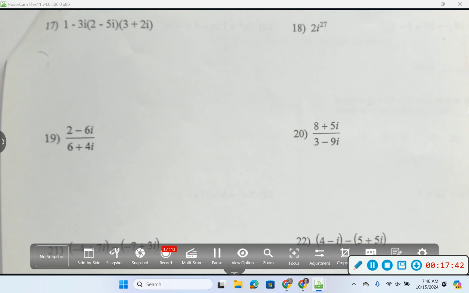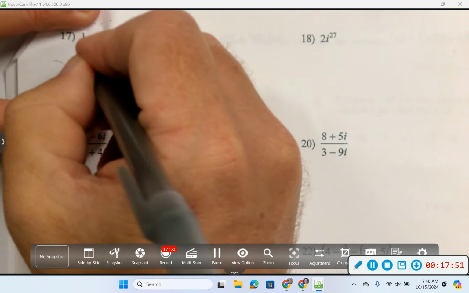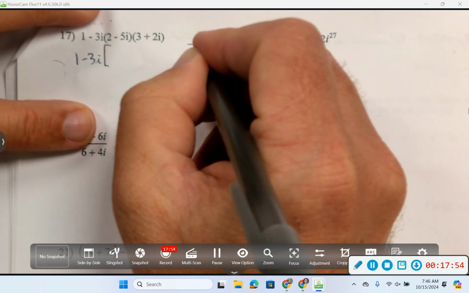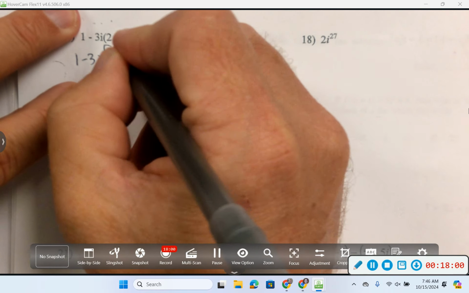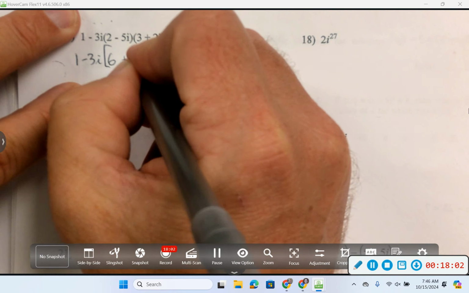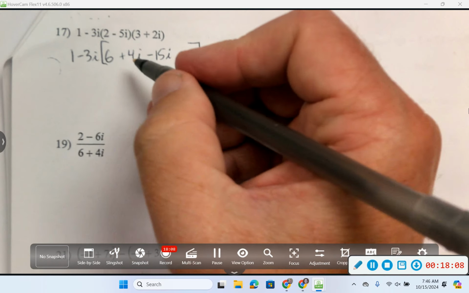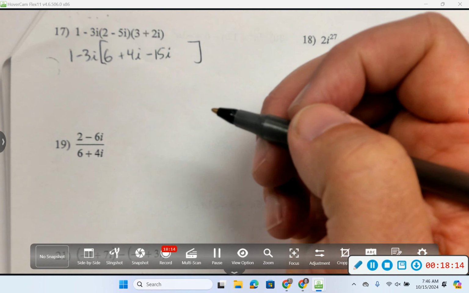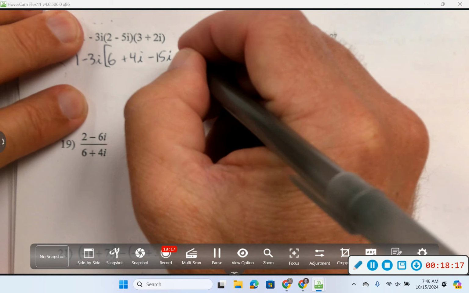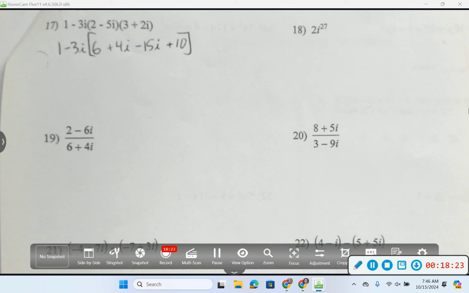You want to distribute the 3i first? Actually, no. I was going to FOIL first. It doesn't matter, but I think FOILing first is easier. So let's be careful here. I still have a negative 3i out front. So 6 plus 4i minus 15i. And then here's the one where some of you are going to skip steps. Negative 10i squared, which is plus 10. I'll join you in skipping steps this time. I showed it last time, I'll skip it this time. Negative 10i squared would be plus 10.